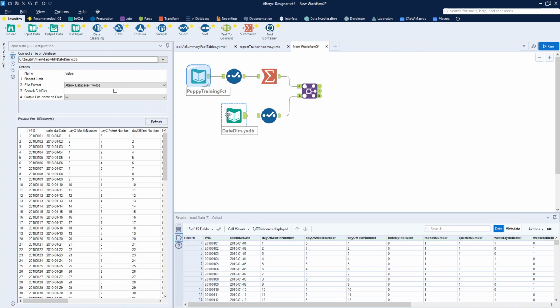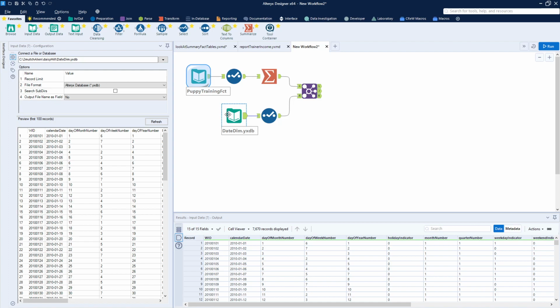And one of the changes I made in this workflow, because I've heard people say, well, they don't have the ability to create a date table in a database. What should they do? And the answer real simply is save it as an Alteryx database file. They're very efficient. Date table is never going to be that big. How far back in history do you need to go?